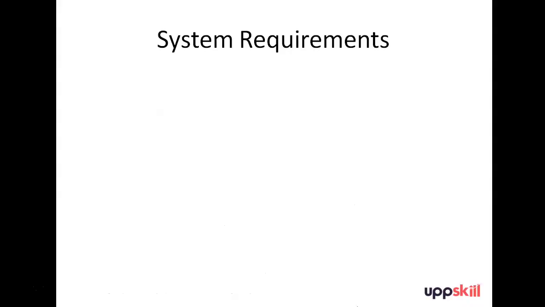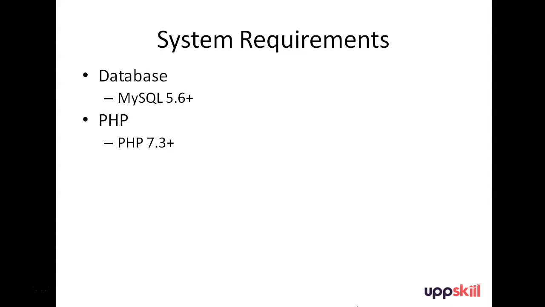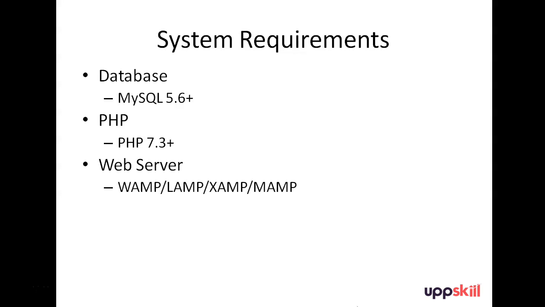What are the system requirements for setting up WordPress? At the time of purchasing the hosting plan, you should keep these requirements in mind. For database, you need MySQL 5.6 and above, PHP 7.3 and above. Web server could be Windows-based, Linux-based, XAMPP, that is cross-platform, or Macintosh-based web server. Operating system: WordPress is compatible with multiple operating systems.